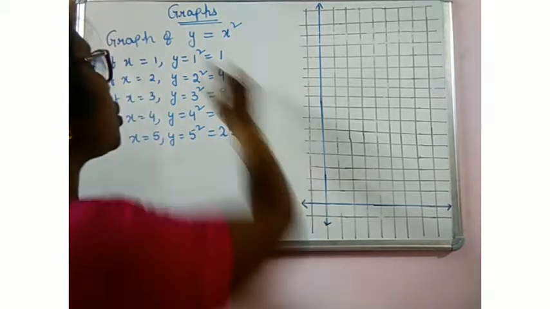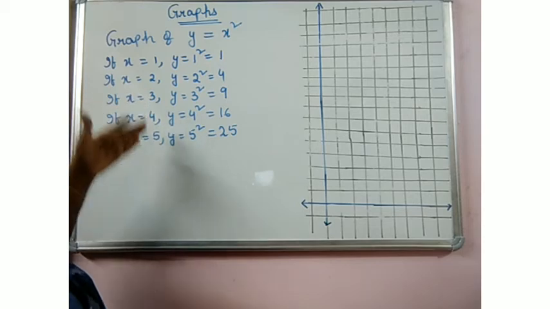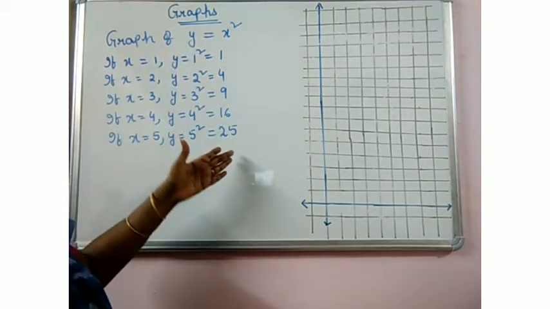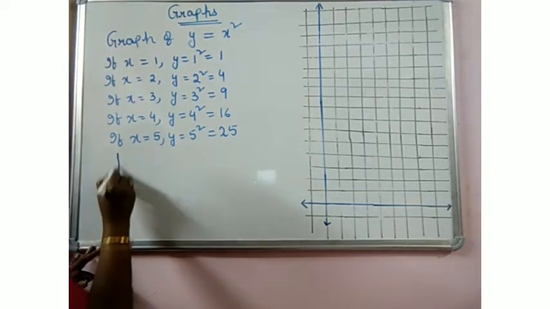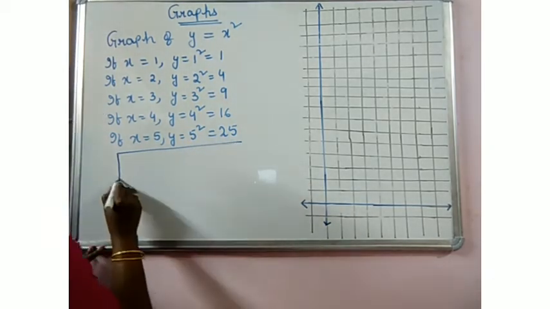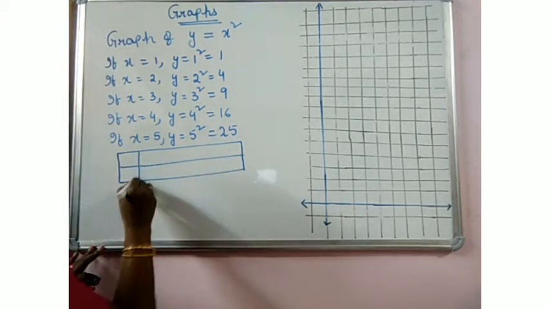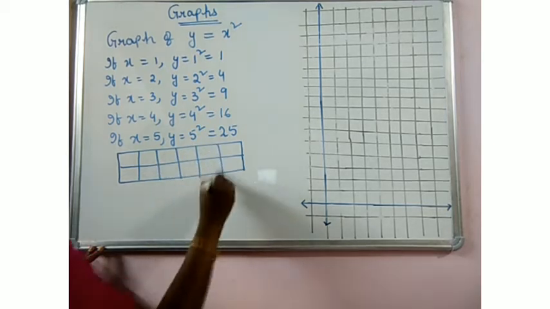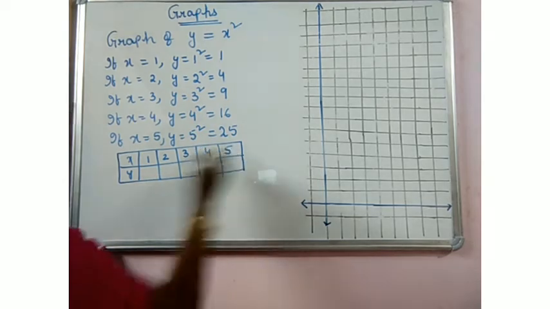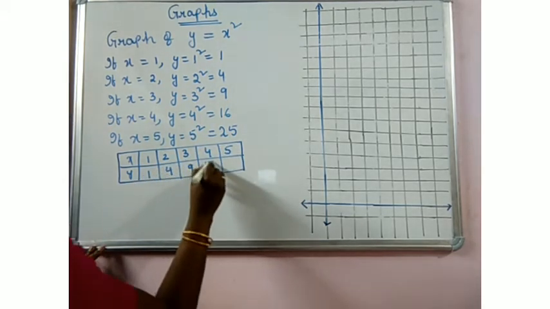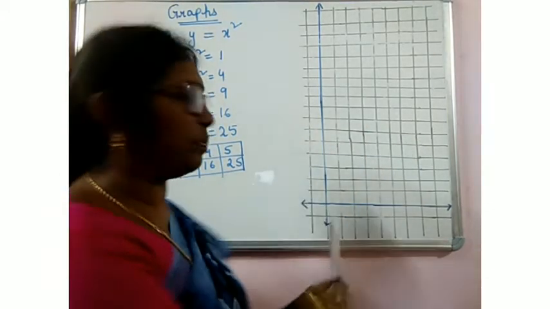So, in order to show the graph of y equal to x square, I have taken the values of x as 1, 2, 3, 4, 5 and the corresponding values of y are 1, 4, 9, 16 and 25. In order to avoid confusion, let me write these values of x and y in a tabular form. X values we have taken 1, 2, 3, 4, 5. Y values we got 1, 4, 9, 16, 25. Now our graph sheet is ready.